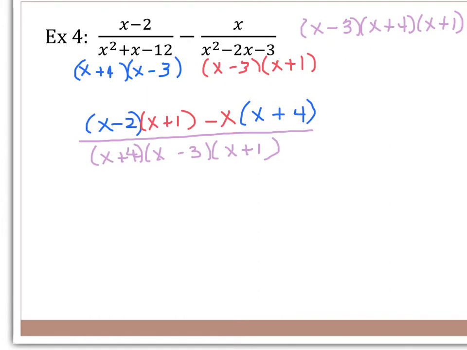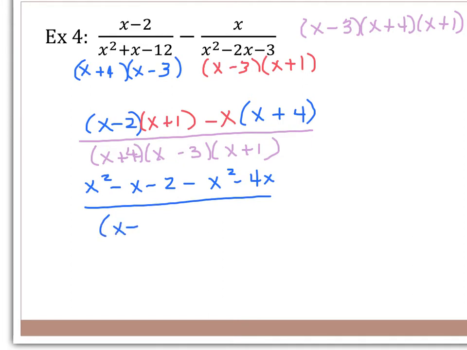So let's FOIL the top only, do not FOIL the bottom. So in your numerator you've got x squared minus x minus 2 minus x squared minus 4x. Denominator x plus 4, x minus 3, x plus 1. I would not FOIL the denominator. Do not FOIL the denominator.